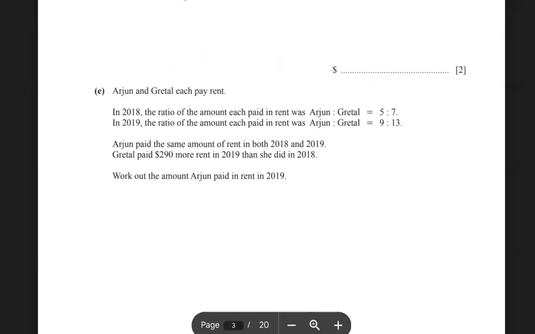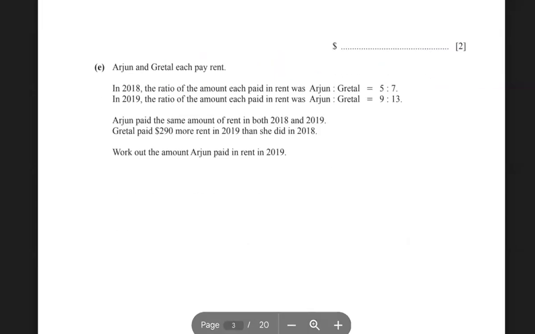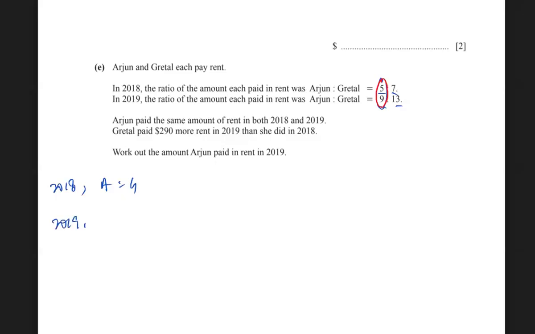Arjun and Gretel each pay rent. In 2018, the ratio of their rent is 5:7. And in 2019, it became 9:13. Arjun paid the same amount in rent for both years, and Gretel paid 290 more rent in 2019 than she did in 2018. Look at the amount Arjun paid. So the trick here is because Arjun paid the same amount, we want to make their ratio exactly the same. So A to G, this is in 2018. 2019, A to G.